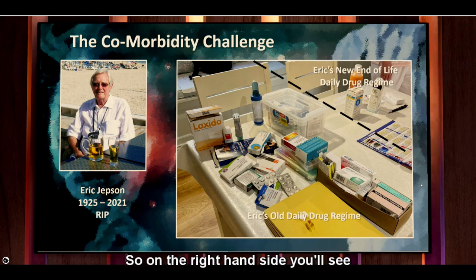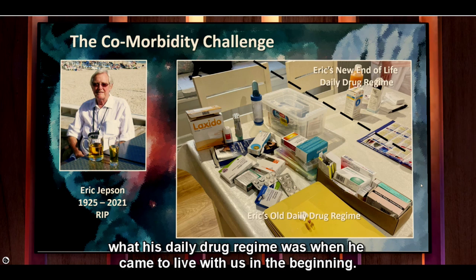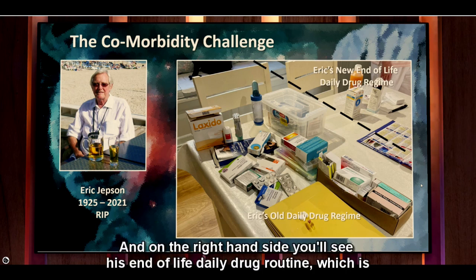So on the left hand side you'll see what his daily drug regime was when he came to live with us in the beginning. And on the right hand side, you'll see his end of life daily drug routine, which is a lot less.